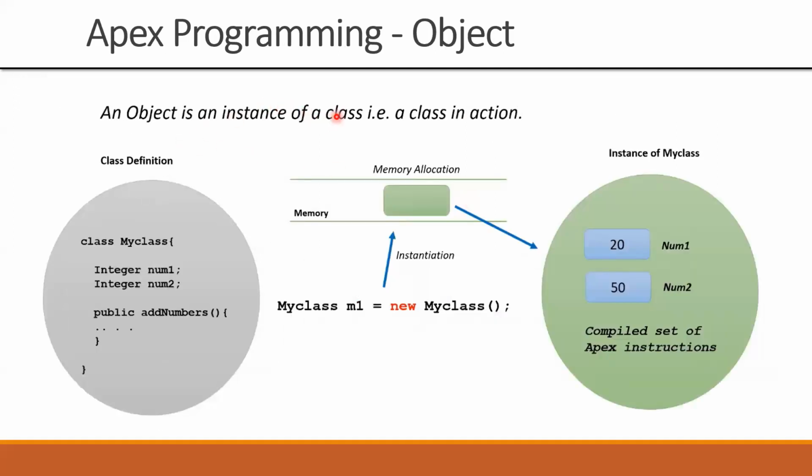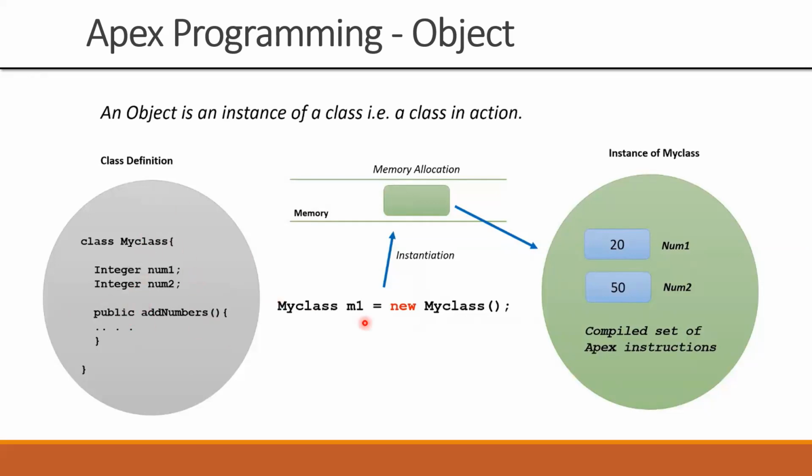An object is an instance of a class, or a class in action is called an object. Whenever we make the class work, how do we make a class work? By making an instance of it. For example, this is my class definition. Class name, integer num1, integer num2, a public addition method where I'm adding number1 plus number2 and putting it into number3. So this becomes my class.